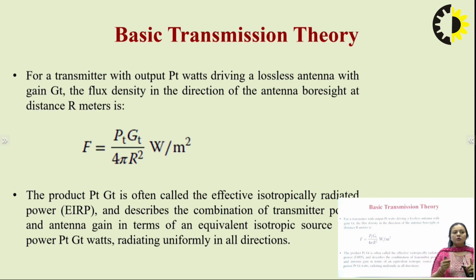Ideally it is possible to have an isotropic source of antenna, but in reality you don't, because if you have an antenna, it will obviously have more radiation, more intensity toward the elements which are in front of it. It will not radiate uniformly in a real situation. Now this PT GT is known as EIRP, that is your effective isotropically radiated power. It is nothing but the combination of your transmitter power and the antenna gain.